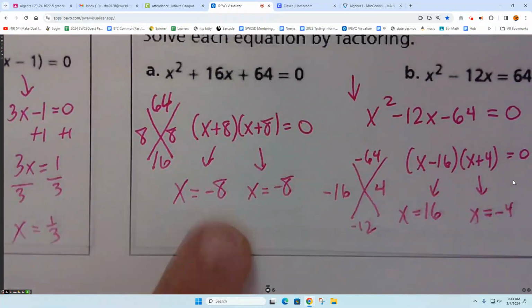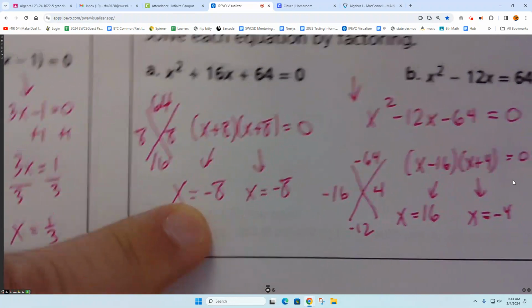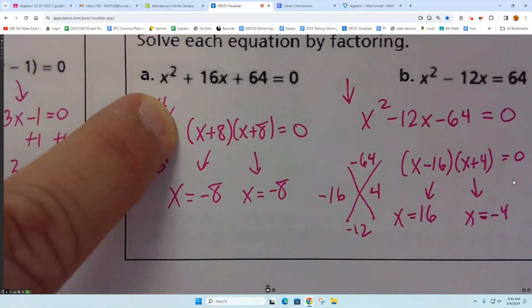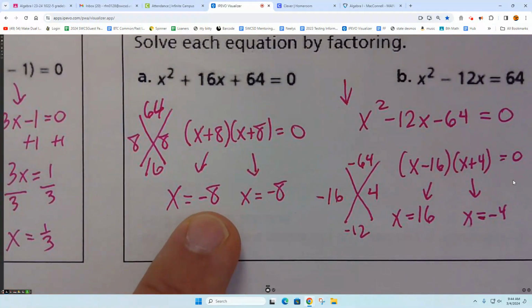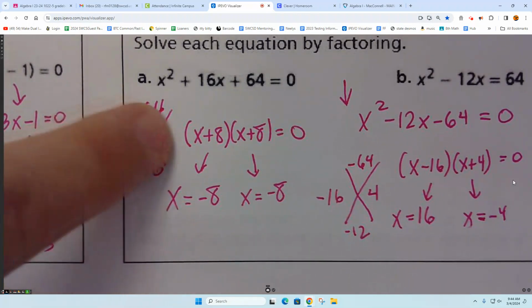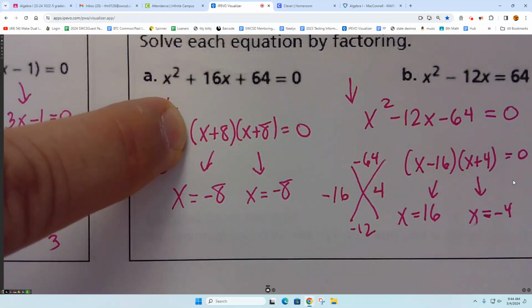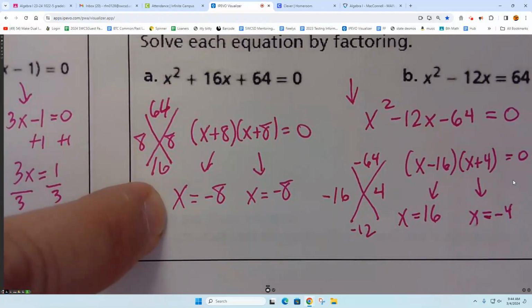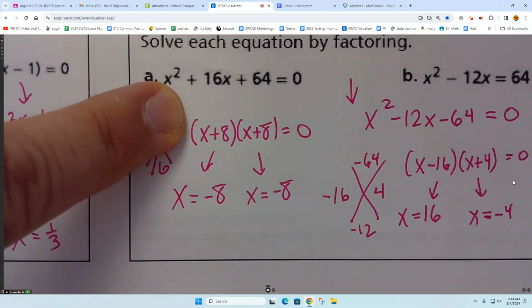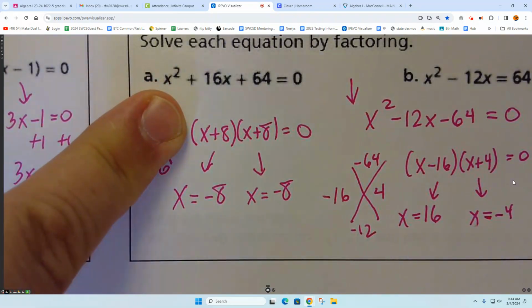This is where it gets a little confusing. If the 0 is -8, then what was the factored form? If x is -8, then what was the factored form up here? What was in the parentheses? Positive 8. Thank you.